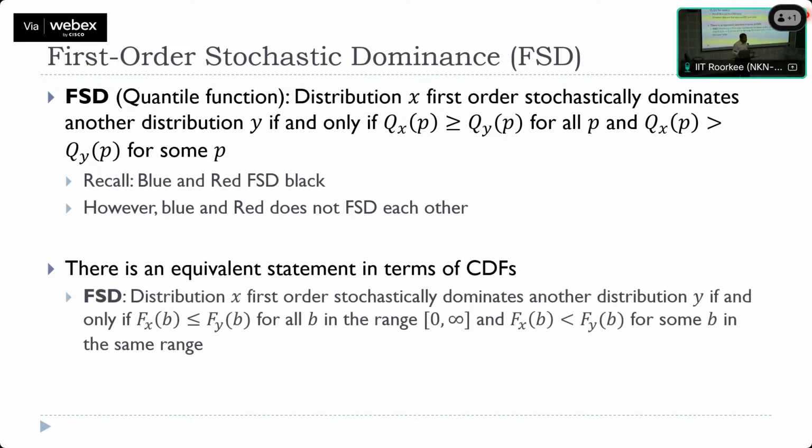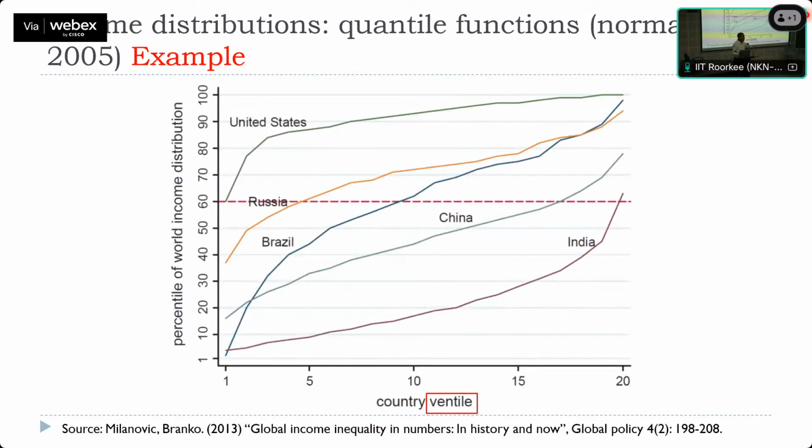In terms of CDF, we can have an equal statement, but here the sign just changes because of the axis. But I will come back to it when we're talking about poverty. Not to worry about it if you don't understand at this moment. I will come back. Here's an example.